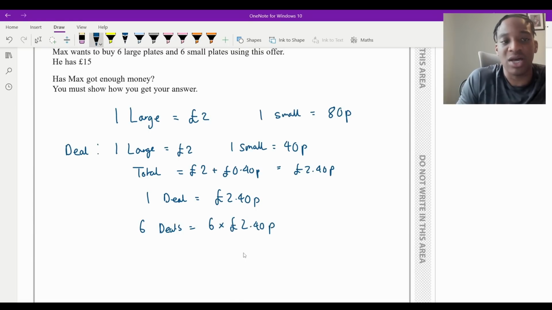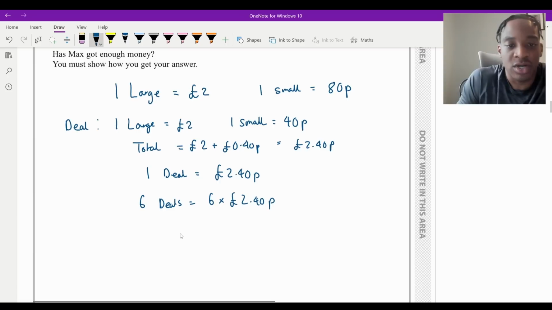So all we need to do is work this out and see whether or not it's more than or less than his money that he has, which is £15. So let's go ahead and do this. So I'm going to use the column method. So let's say I have £2.40. I'm going to times this by 6 here.